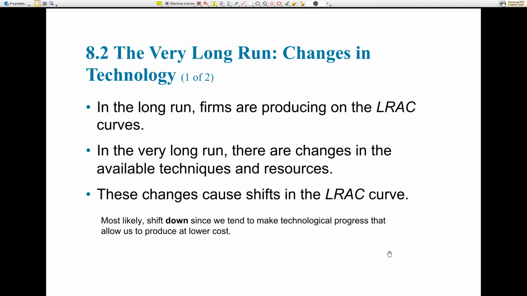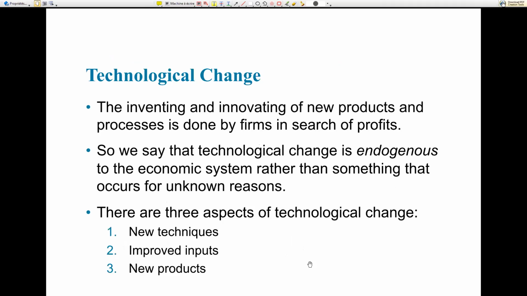So it means that my long run average cost curve is going to shift down. I'm not going to draw it. Innovating new products is done by firms in search of profit.